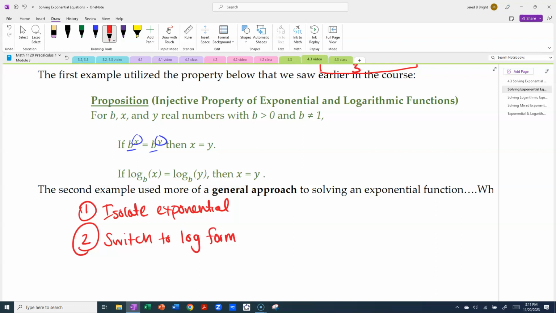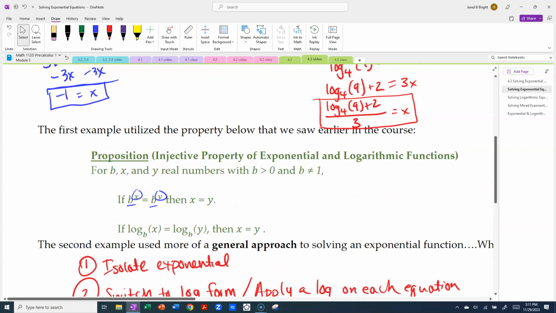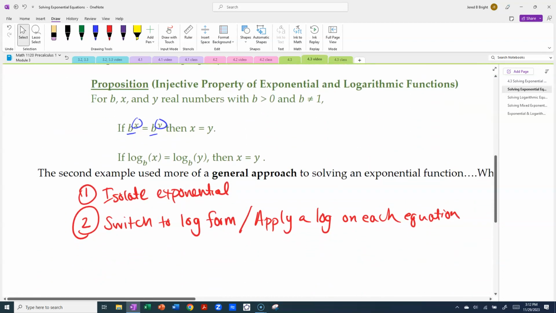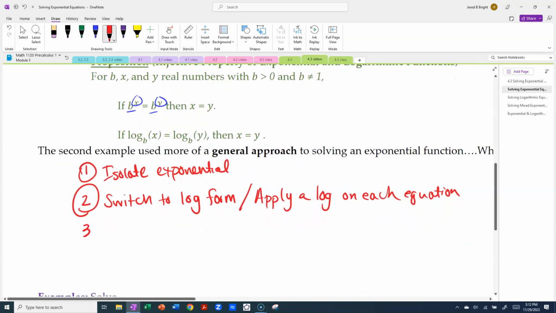Okay. Now, at this point, you could do something different, and you could apply a logarithm on each side of the equation. Which log you apply is completely up to you. You could use natural log, common log. In this example here, I could have done log base 4, so the base 4 of the logarithm and the base of the exponential would cancel each other out. Okay, so that is up to you.